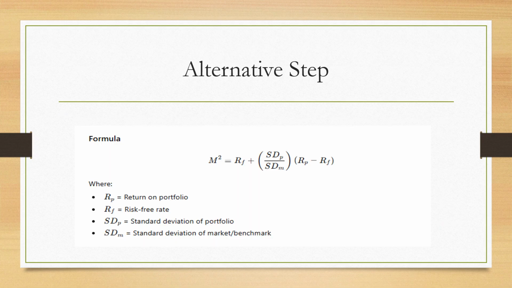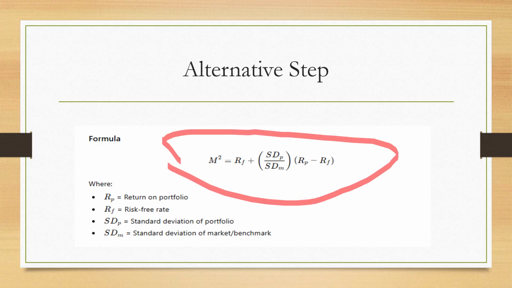If you want, you can also use this formula, which is probably slightly easier. M² is equal to the risk-free rate plus standard deviation of the market upon standard deviation of the portfolio. This is just an adjustment to the Sharpe ratio. The Sharpe ratio has been adjusted with the standard deviation value here, multiplied by the return of the portfolio minus the risk-free return. So if you use these four variables, you will be able to get a similar outcome. This is the alternative step.